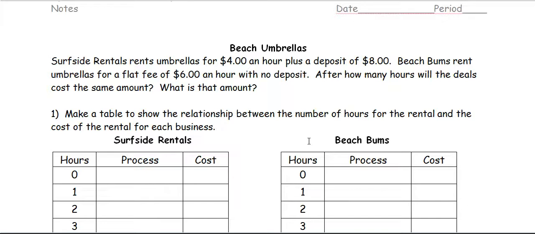Beach umbrellas. Surfside Rentals rents umbrellas for $4 an hour plus a deposit of $8. Beach Bums rents umbrellas for a flat fee of $6 an hour with no deposit. After how many hours will the deals cost the same amount?